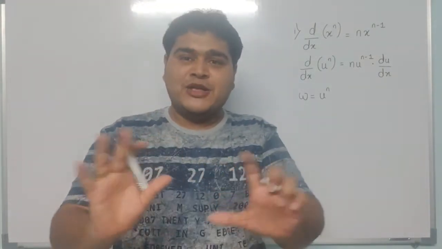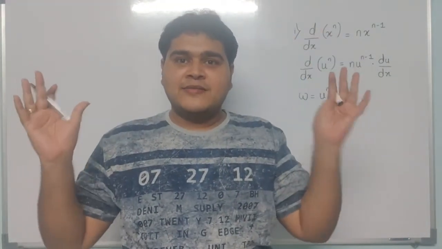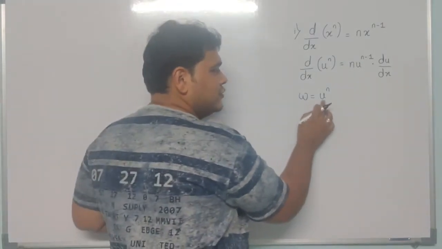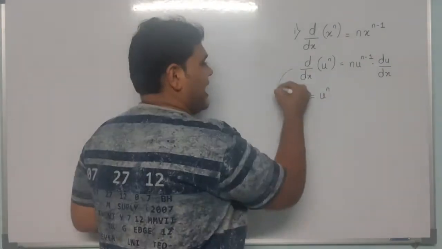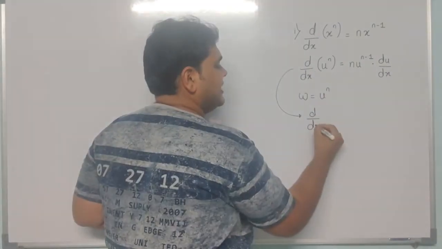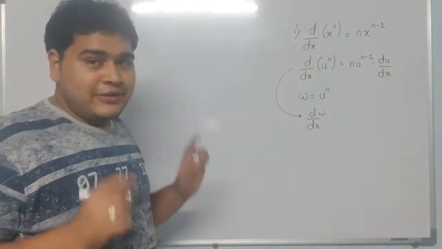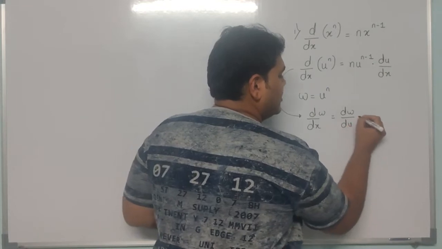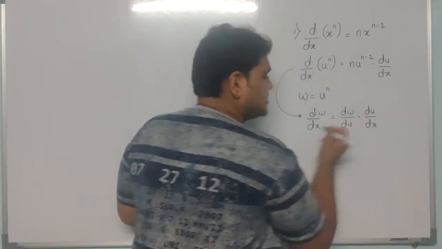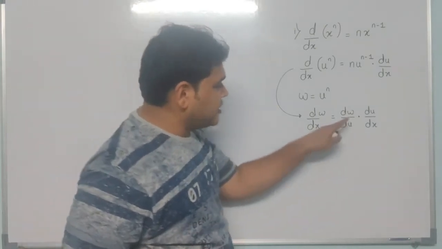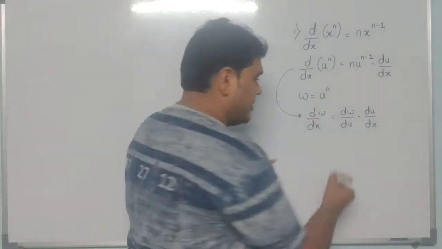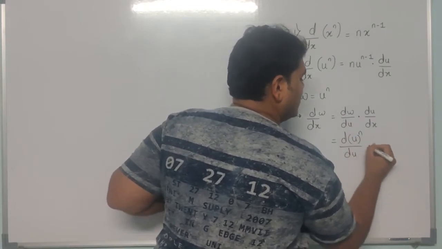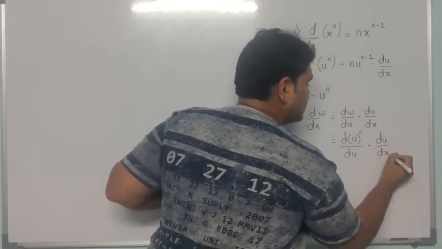I'm sure many of you must have gone crazy. Sir, what have you done? Let me explain this in detail. Let's say w is u raised to n. Can I say this is as good as d by dx of w? Now I'm sure you remember this is dw by du into du by dx. Correct? Now can I substitute w as u raised to n? Which means d of u raised to n upon du into du by dx.